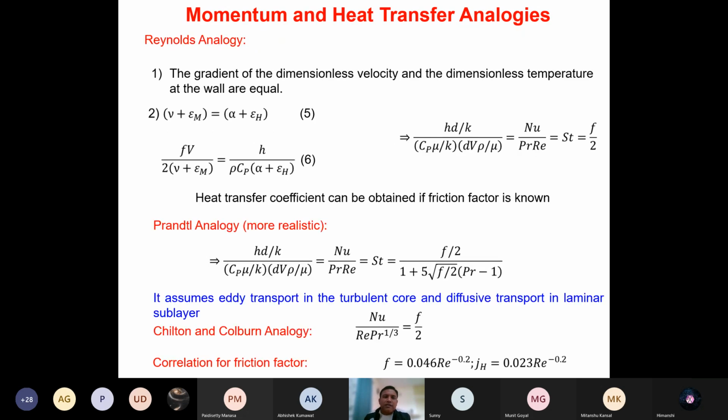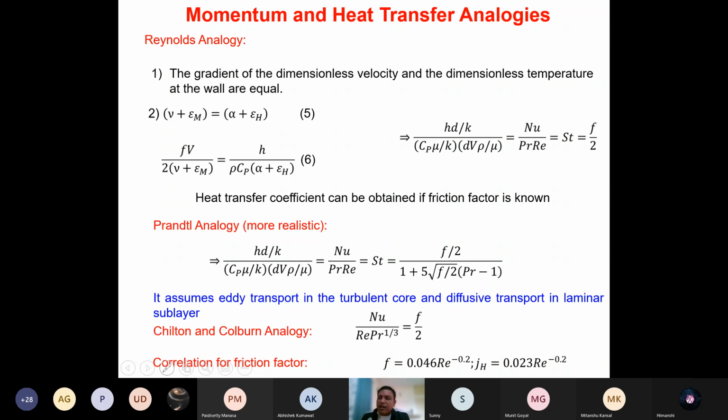This particular thing is assumed by Prandtl. Prandtl assumed that diffusive transport is there in the laminar sublayer, whereas in between, the eddy transport is there in a turbulent core. So that is similar to a rod-like flow. With this assumption, Prandtl came up with another equation. He obtained the Stanton number as F by 2 divided by 1 plus 5 under root F by 2, in the bracket Prandtl number minus 1.